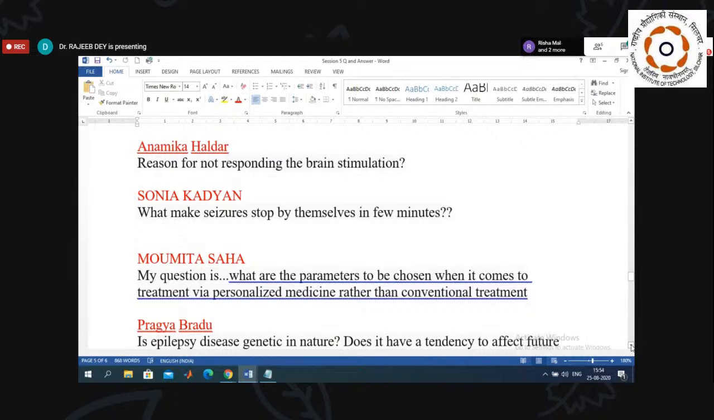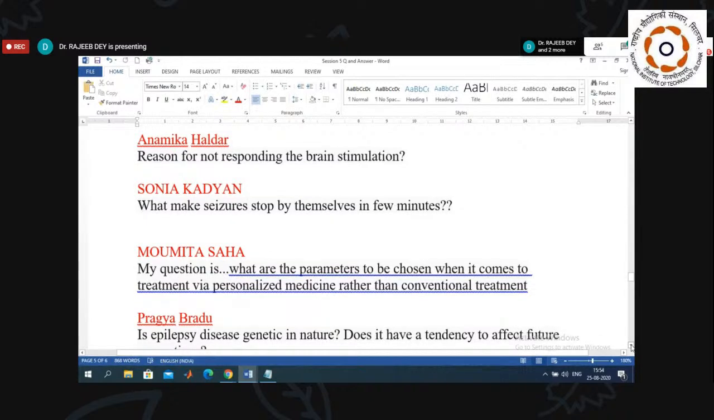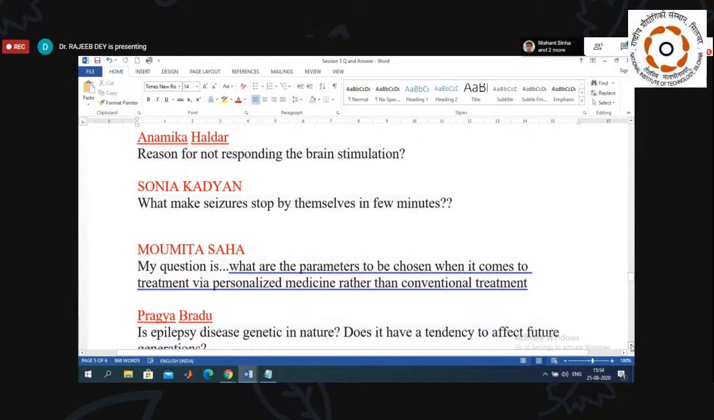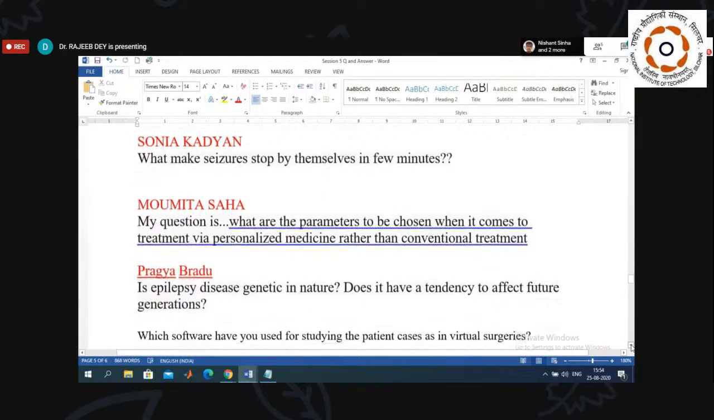Reasons for not responding to brain stimulation? There may be many reasons. One may be the frequency. This is an active research area, where when to stimulate, where to stimulate, and how to stimulate are to be determined. Another hypothesis is that the patients have a lot of abnormalities in the brain, and they might be stimulated at the wrong place, which is therefore not causing the seizures to stop.